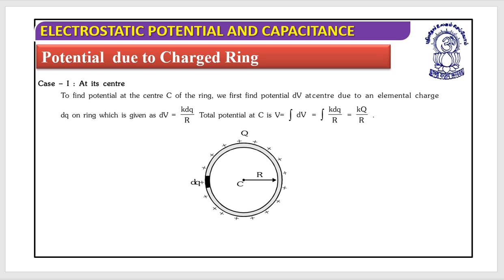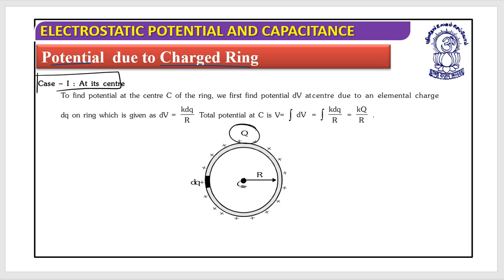Now I need to find out the potential due to a charged ring. How could I do this? Let's begin with this. This is case 1, and I need to find out the potential due to the charged ring at its center. As you can see, I have taken a ring, and the ring has been charged by a charge of Q, and I need to find out the potential.